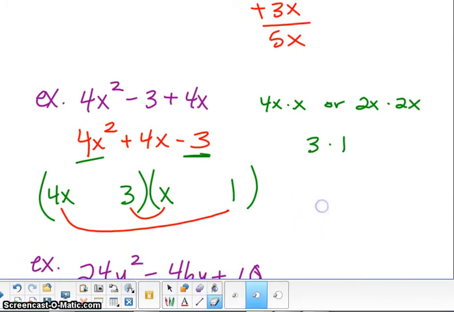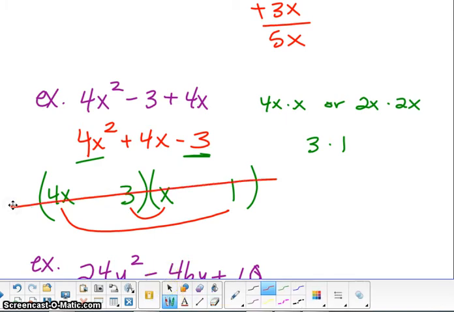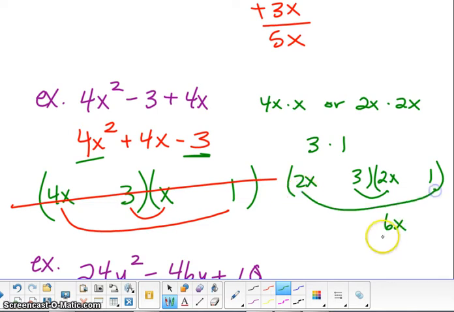Alright, so let's try another situation. I'm going to go ahead and cancel that out, but also keep it there so I know what I've already done. I'm going to try 2x and 2x this time, and 3 and 1. Insides, I get 6x. Outsides, I get 2x. Now, there is a possibility to get 4, as long as I put a negative on the 2 and keep the positive 6, then I will get a positive 4x.